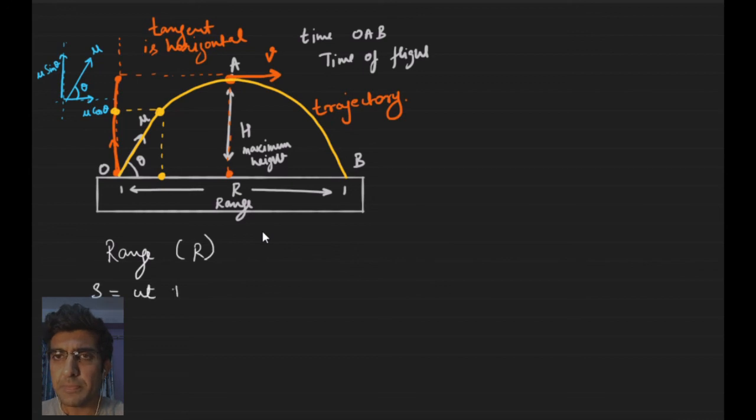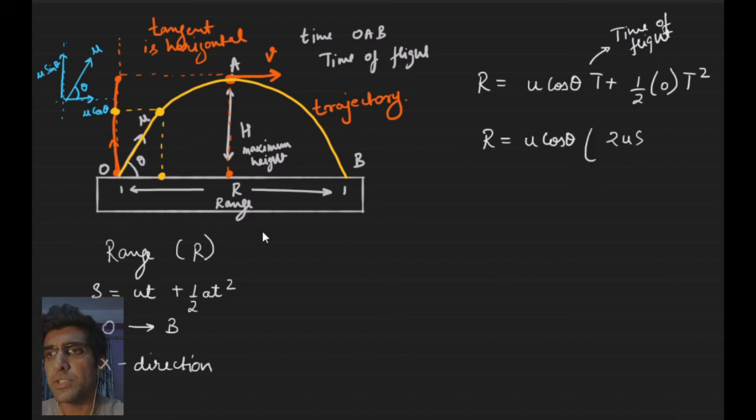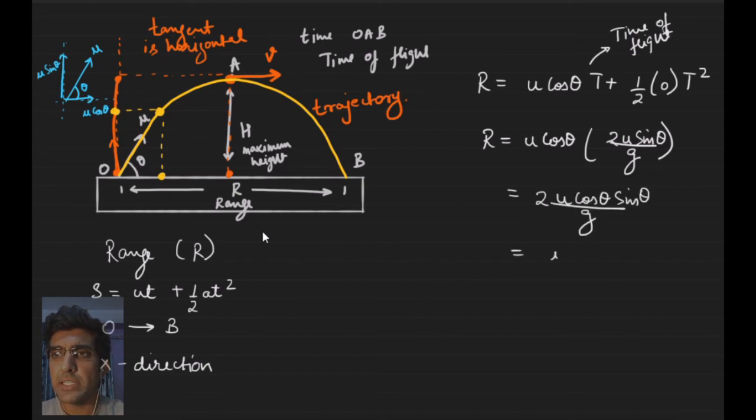Now let's come to the range. We use the equation s equals ut plus half at square from O to B in the x direction, and the displacement s is nothing but R. The initial velocity is u cos theta in the horizontal direction, t is the time of flight, and the acceleration in the x direction is 0. There is only acceleration in the y direction, which is minus g downward.